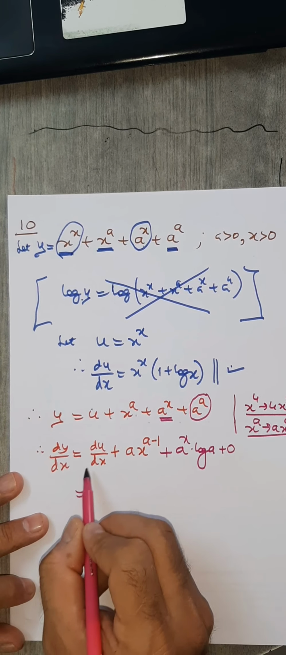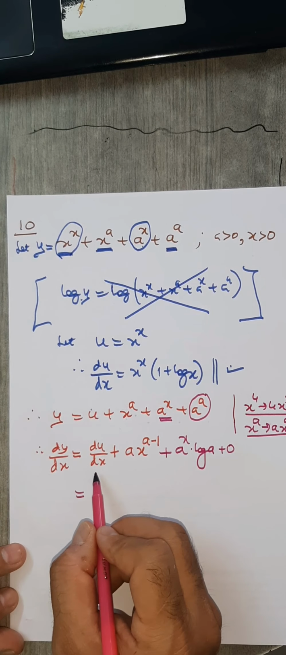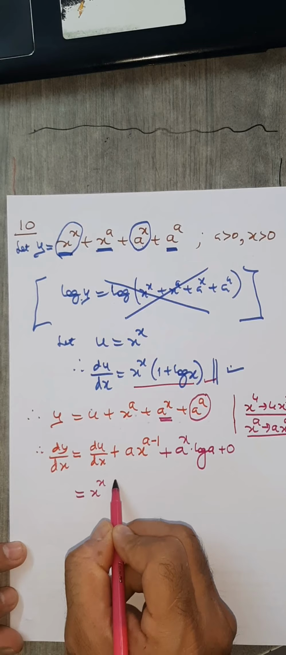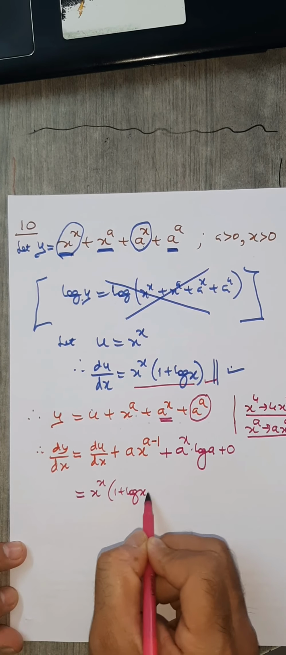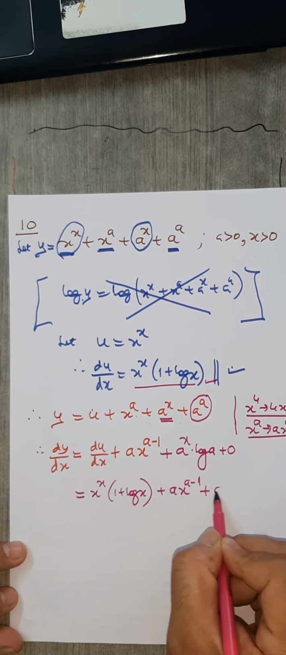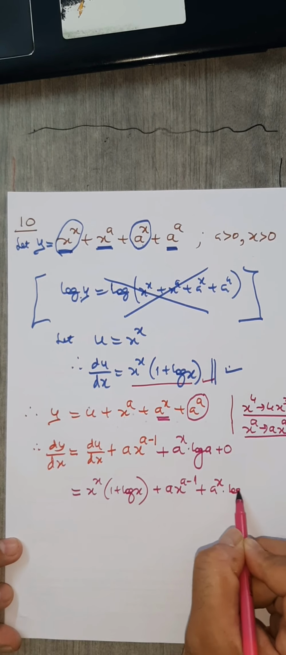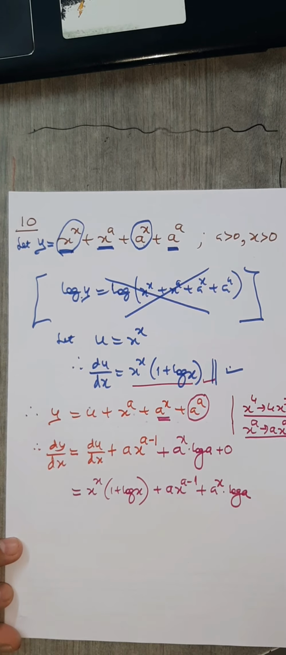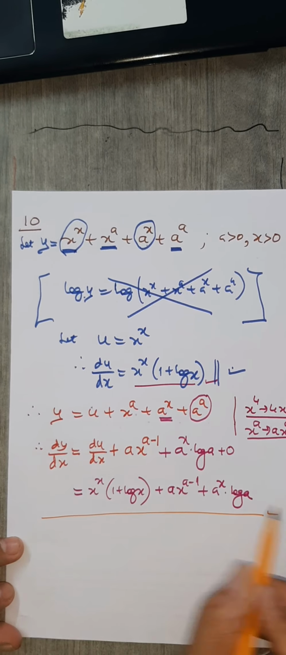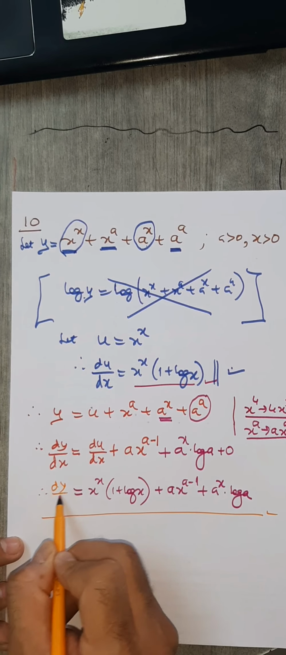So finally, if I place the value of du by dx here, what is that? This one. So x raised to x into 1 plus log x plus a into x raised to a minus 1 plus a raised to x into log a. This is your required dy by dx. This is dy by dx if y is the given function.